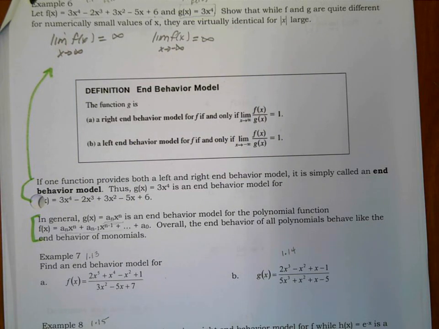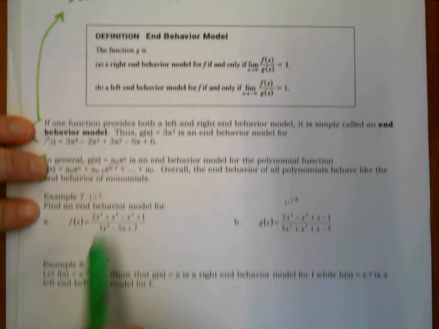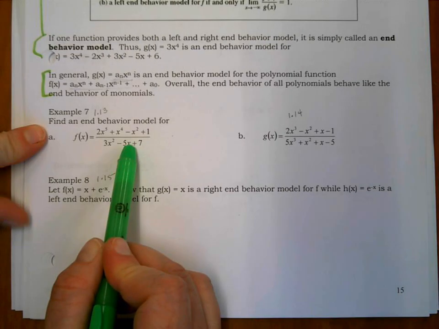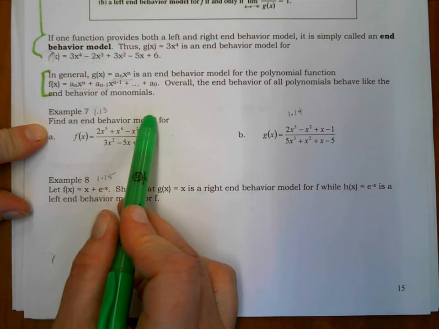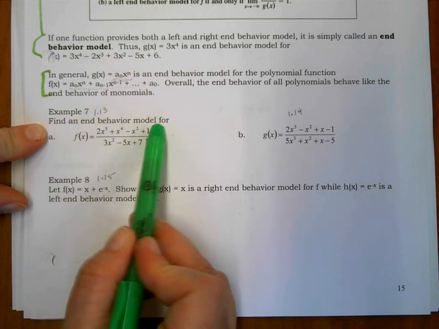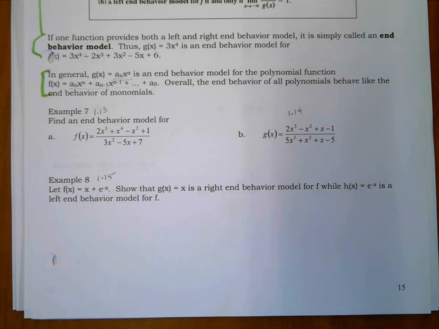Now some functions might have different kinds of end behaviors. Let's take a look at this one here. It says find the end behavior model for this whole thing. Because this is rational, it's like the end behavior of a polynomial over a polynomial.